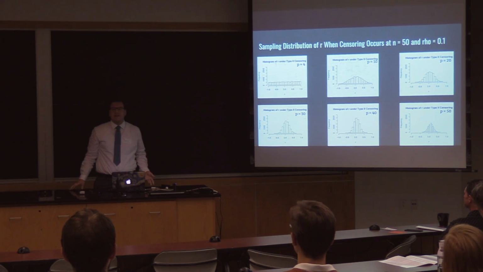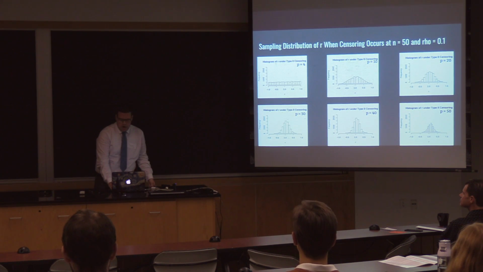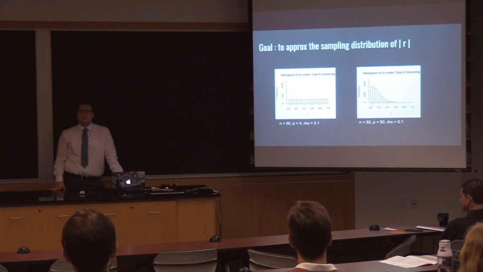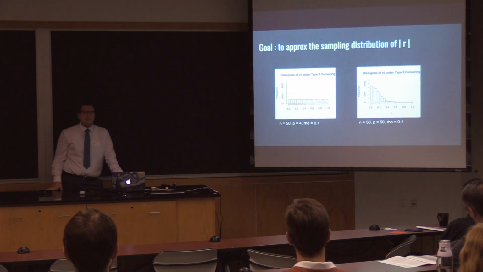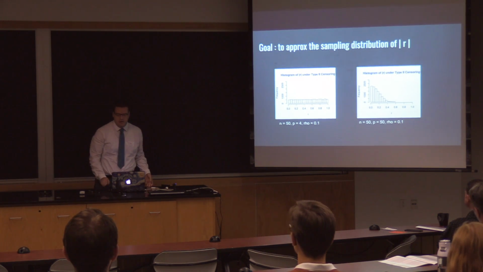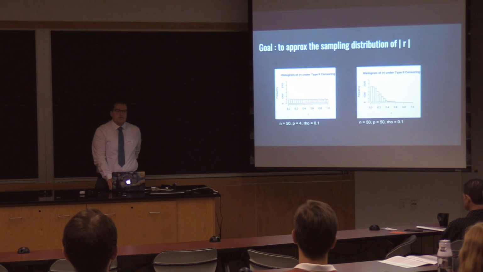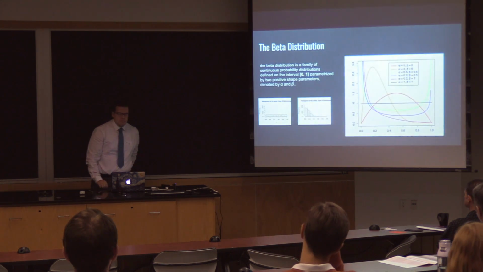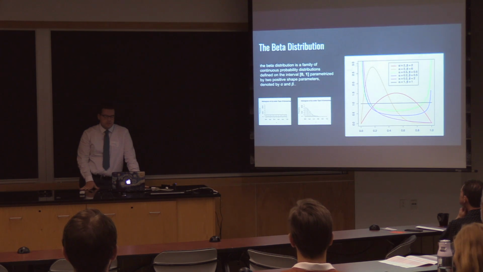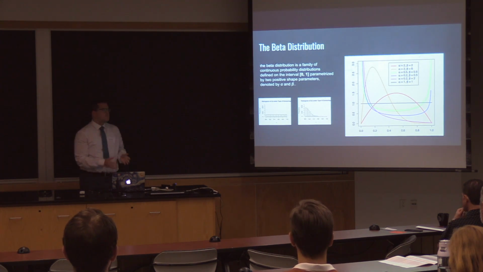So now that we've displayed that type 2 censoring affects the distribution of correlation, we began looking into how we could approximate the sampling distribution of the absolute value of R. You may be wondering to yourself, why the absolute value of R? Well, we suspect that we are able to do this according to the beta distribution. The beta distribution is a family of continuous probability distributions defined on the interval from 0 to 1, parameterized by two positive parameters denoted by alpha and beta.